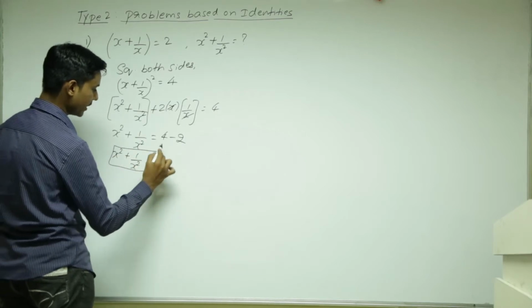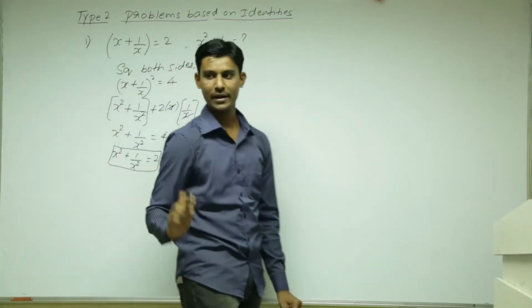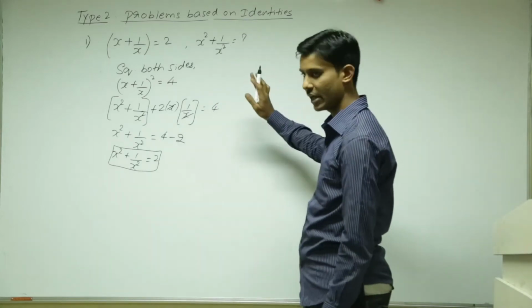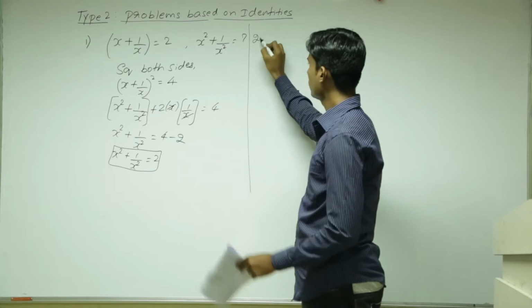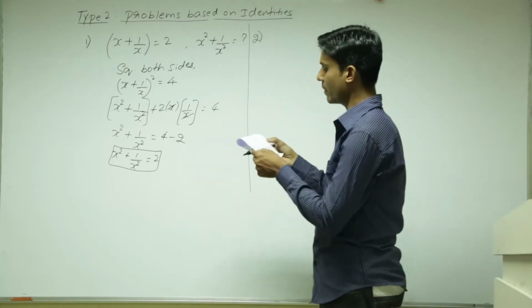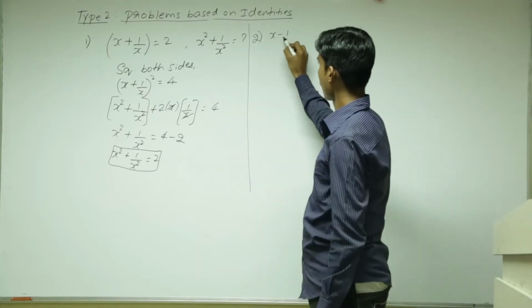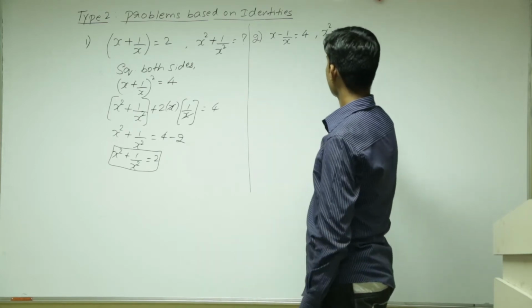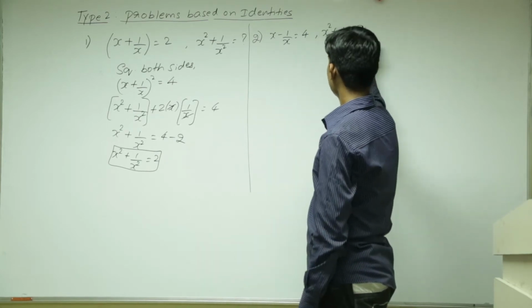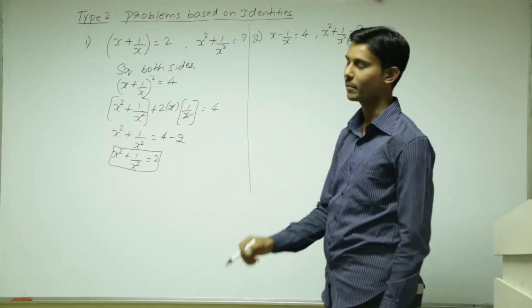Right? So keep on listening to the first 2-3 questions. Then you will understand the basic idea behind this. Clear with the first question? See here. Second question. Question number 2. x minus 1 by x is equal to 4. I need to find the value of x square plus 1 by x square.